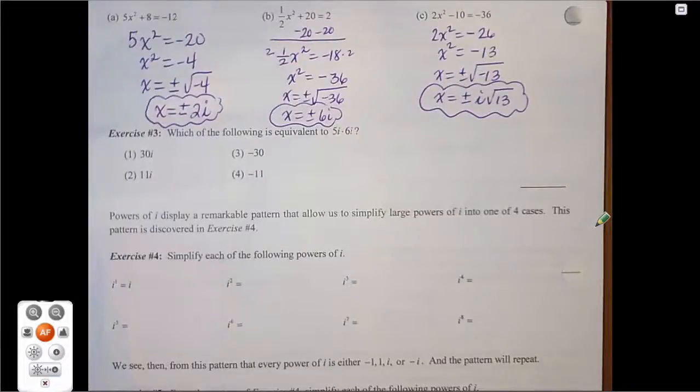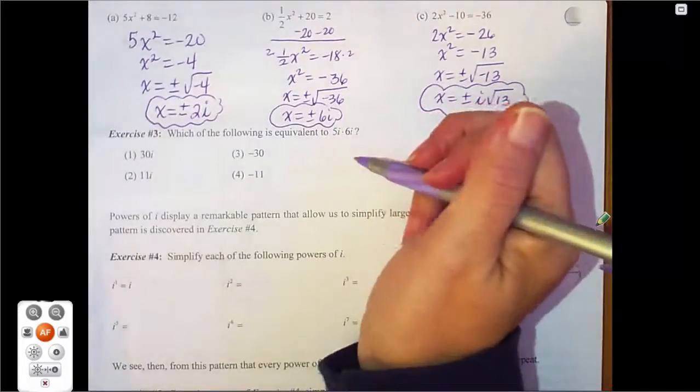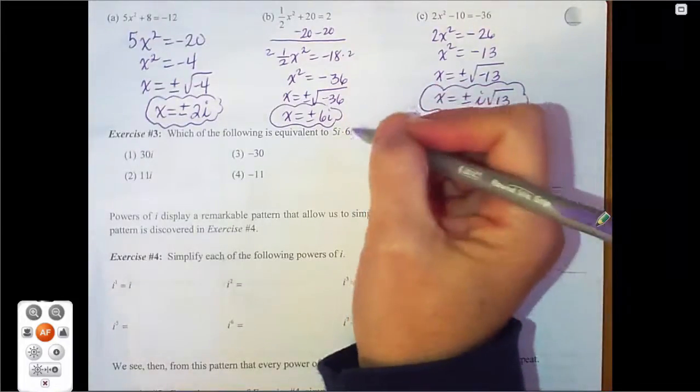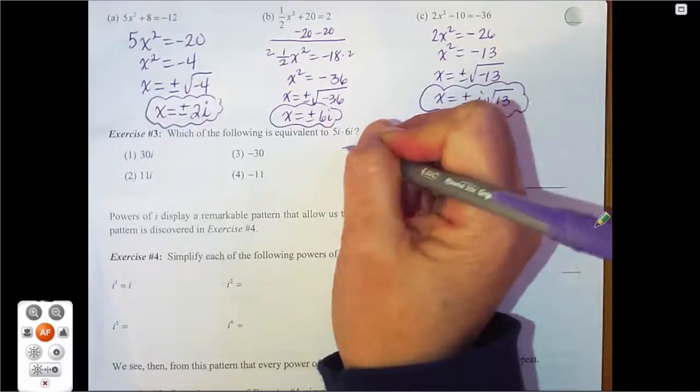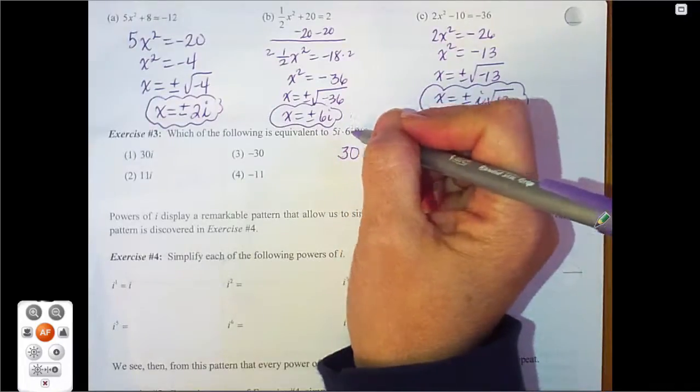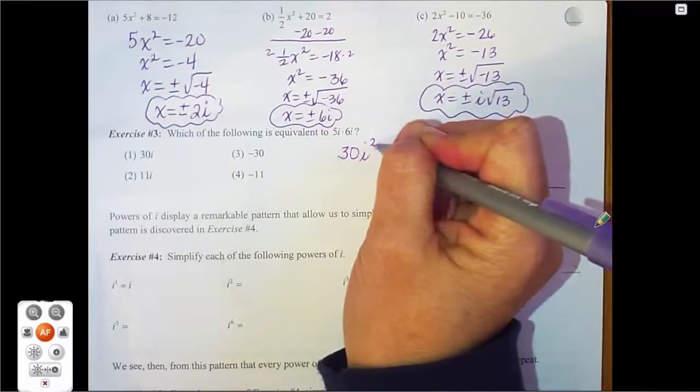So let's take a look at exercise 3. Which of the following is equivalent to 5i times 6i? Well, i behaves a little bit as a variable, so we treat it the same in the beginning. So first we would multiply our coefficients. 5 times 6 is 30. And then we would multiply our i's. i times i is i squared.